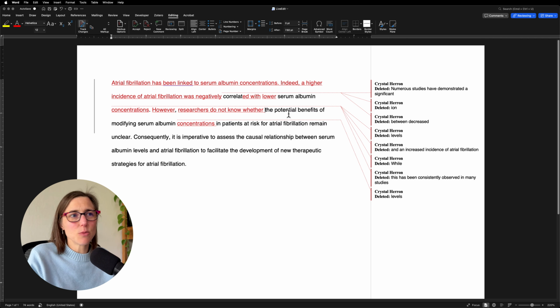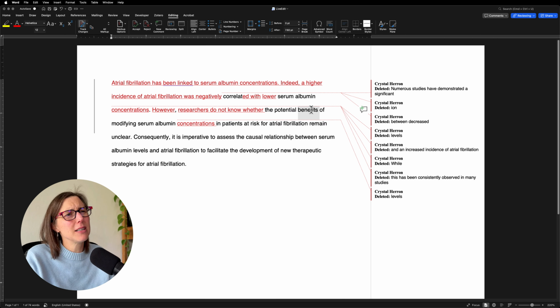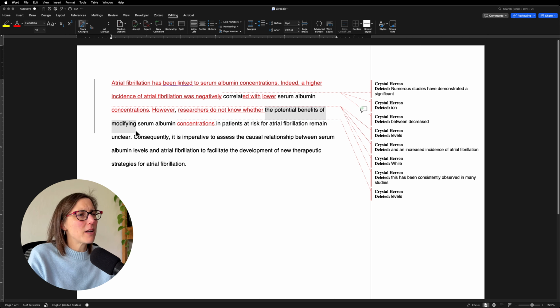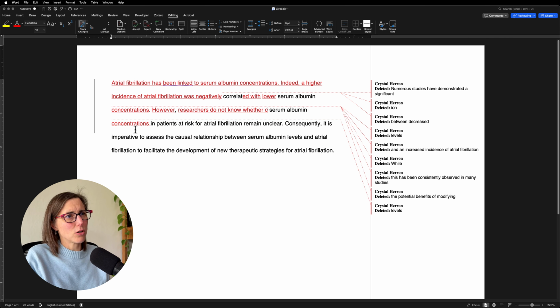I talked last week about how potential adds some hedging in here. I'm actually going to do something a little different. Benefits is a nice word, saying that something would benefit patients. We see that often, but I'm actually going to change this and take out the potential benefits of modifying serum albumin. And I'm going to change this to correcting.